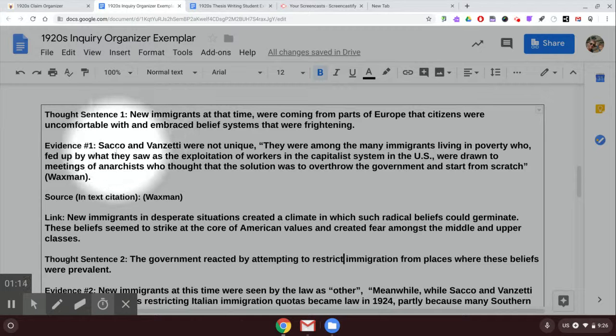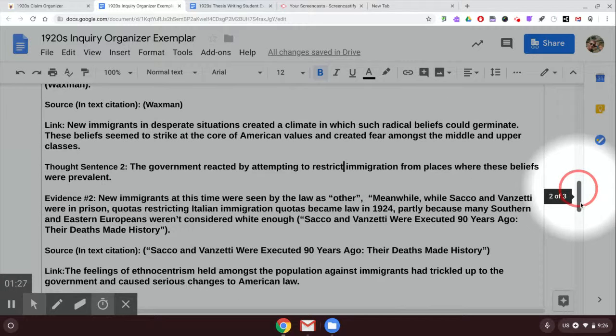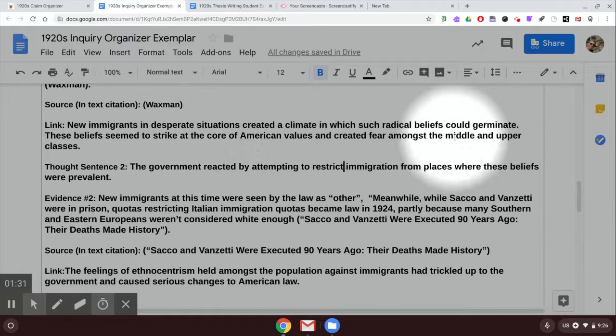I've got my evidence put in here with a lead in phrase. Then you can see where I start the quote. And I've also got the citation, which you'll need, and that's the author's last name, Waxman. As I move down here, you see I've got the explanation for that evidence. And again, I'm going to try to connect it back to the main point.